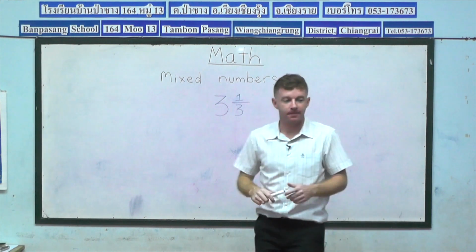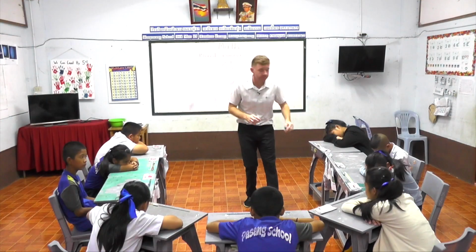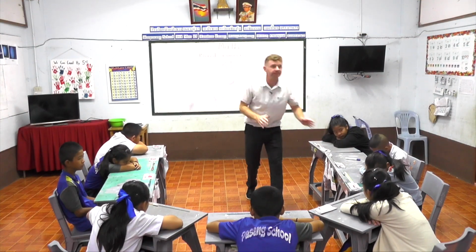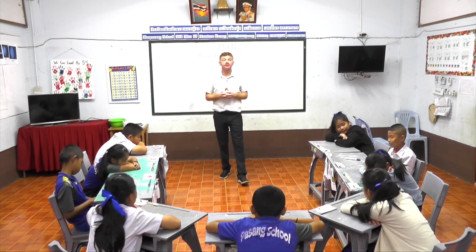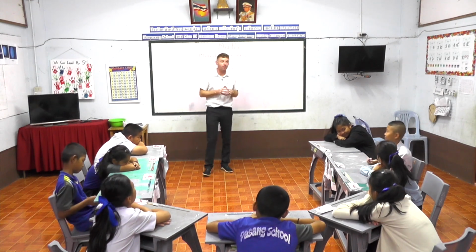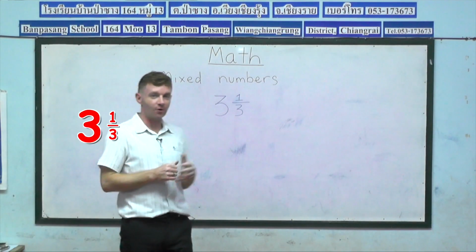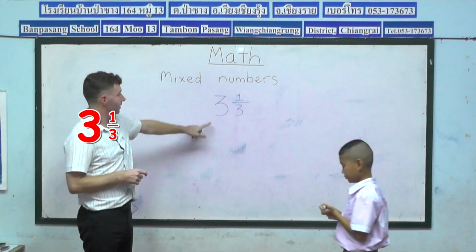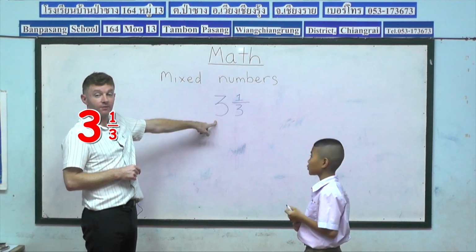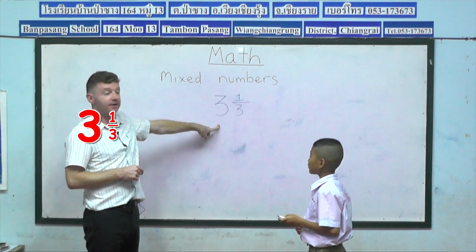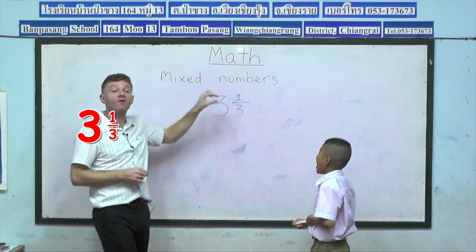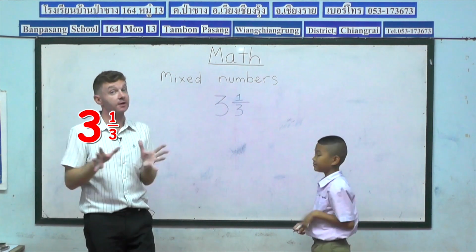Okay, let's see who can do this mixed number. And now the pen is with Bang Bon. So Bang Bon, come and join me at the front of class. So first of all, guys, let's read our mixed number. 3 and 1 over 3, or 3 and 1/3.